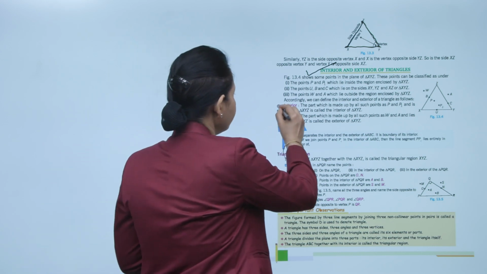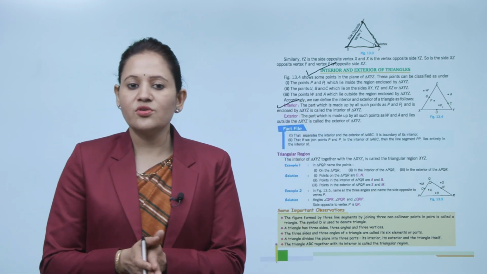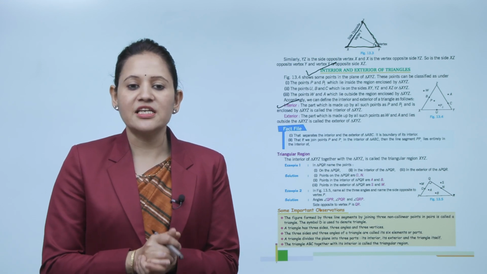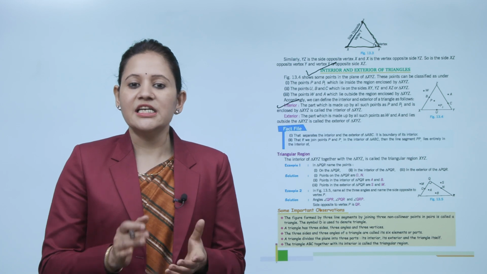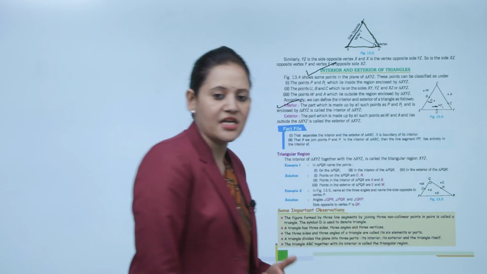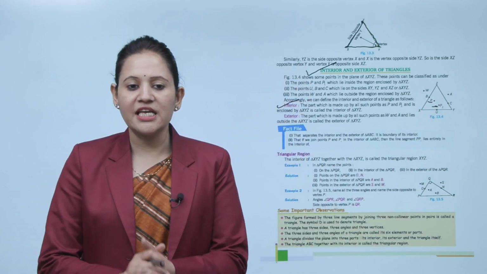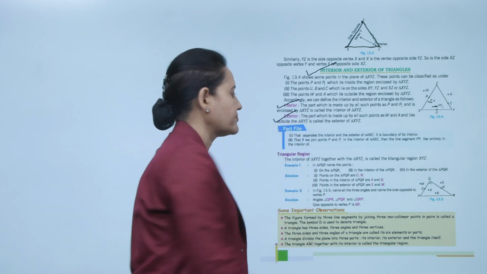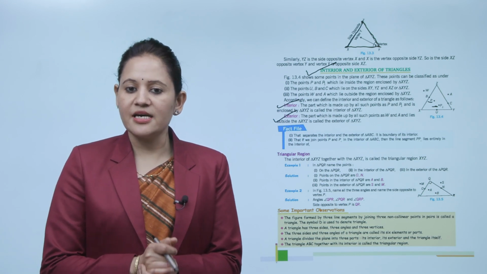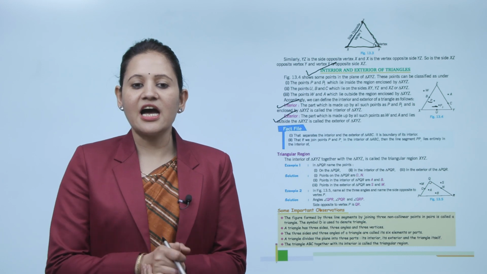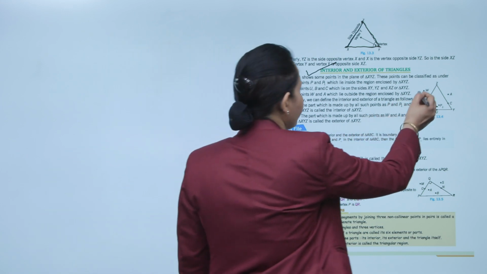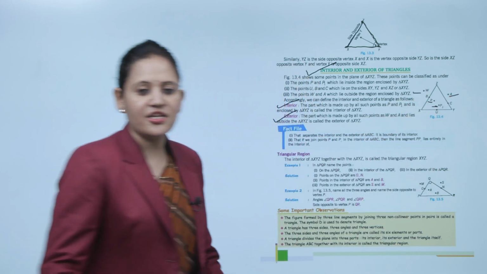First, interior. The part which is made up of all such points as P and P1 and is enclosed by triangle XYZ is called the interior of triangle XYZ. So, P and P1 are in the interior of triangle XYZ. Next is exterior. The part which is made up of all such points as W and A and lies outside the triangle XYZ is called the exterior of triangle XYZ. So, W and A are in the exterior of triangle XYZ.